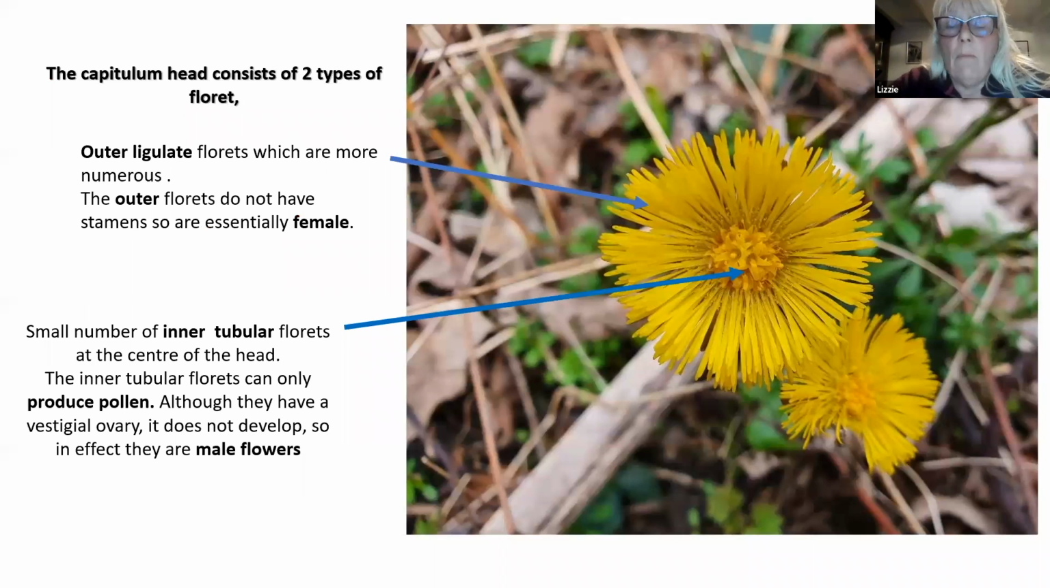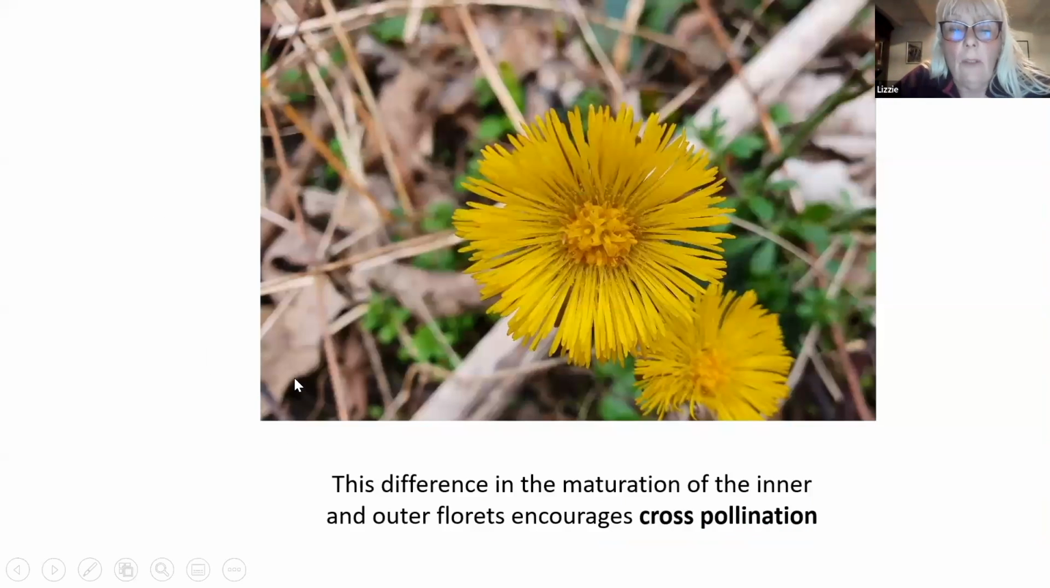So here's a Colesford flower. I think these are so pretty. And you've got the outer ligulate florets here, which are really very fine. And remember, they're female. They've only got the ovaries. And then these little tubular florets in the middle that are essentially male. They only make the pollen. And I've mentioned that already about the difference in maturation.